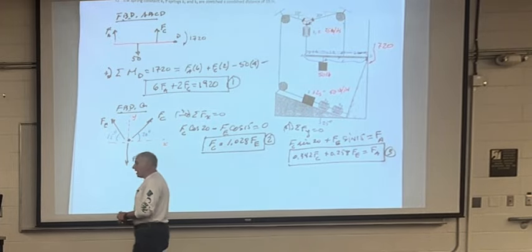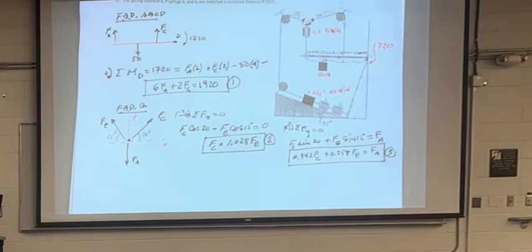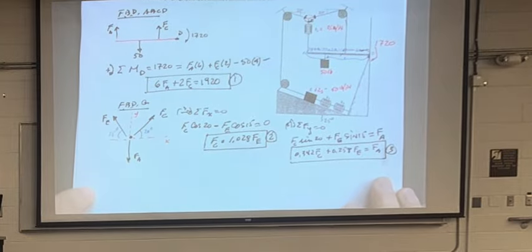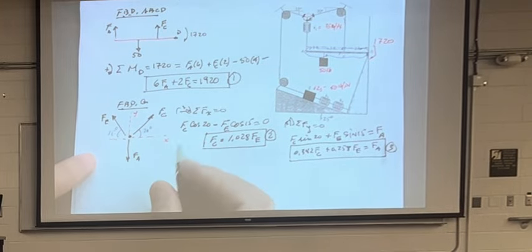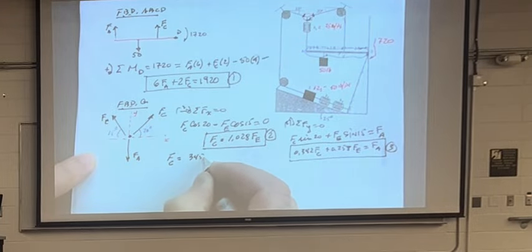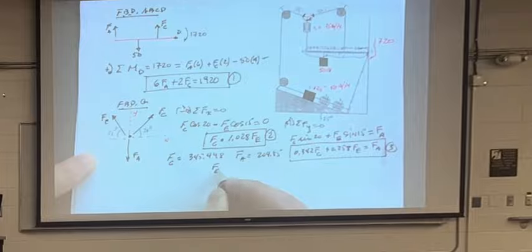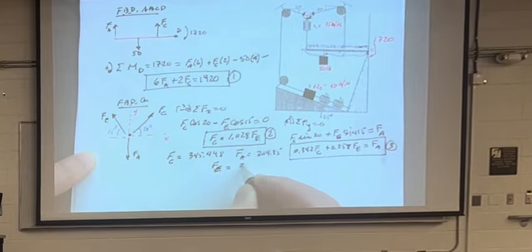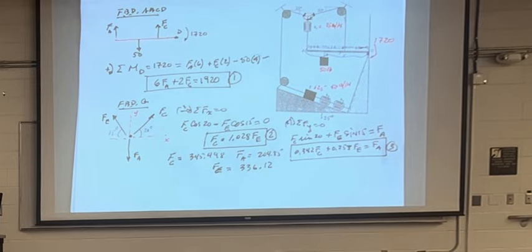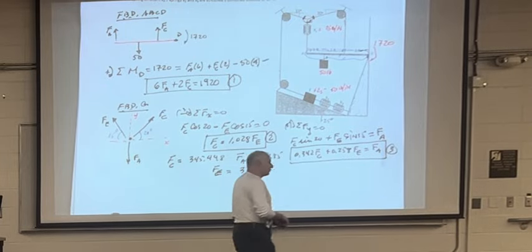So you had to delay your gratification until you got all 3 equations written. And now you can solve and say, hey, FC is equal to 345.448, FA is equal to 204.85, and FE is equal to 336.12, all in pounds. So now you solve 3 equations, 3 unknowns, and get your answers. Nice.